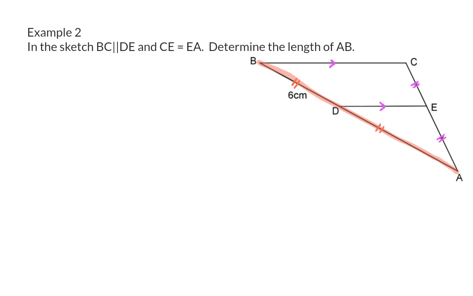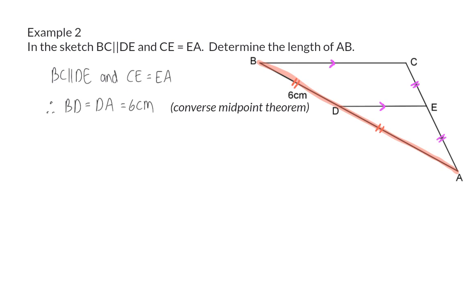We know that BC is parallel to DE, and we know that CE is the same length as EA. Therefore, we can conclude that BD will be the same length as DA, and they'll both be 6 centimeters. This time my reason will be converse midpoint theorem. And because we now know that DA is also 6 centimeters, we can finally say that the total length AB will then be 12 centimeters.